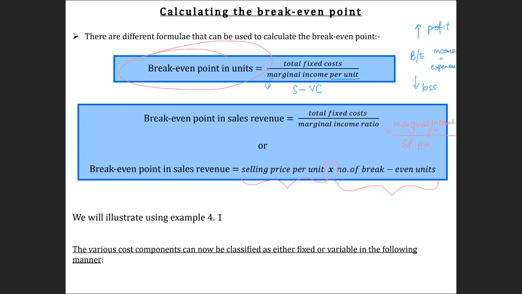Generally, the easier one of the two is to just use the one at the bottom, because most of the time you already have your break even point in units calculated. So you would just simply take that break even in units and multiply it by your selling price per unit, and that would give you your break even in terms of sales revenue.